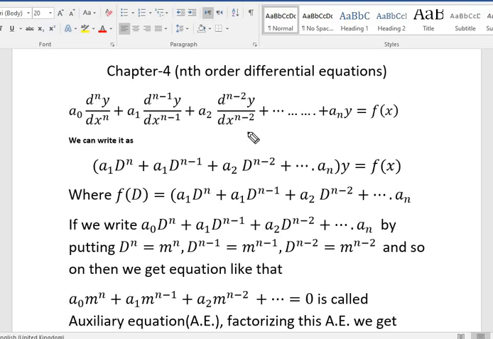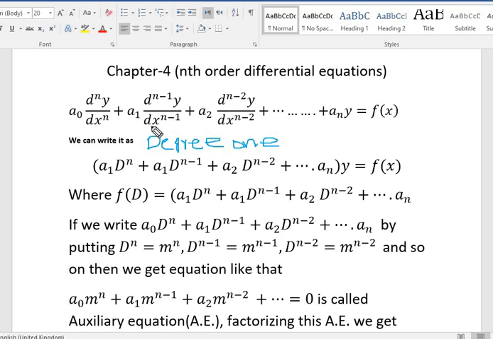This is the nth order linear differential equation of degree 1. Why do we say nth order? Because the maximum derivative is the nth derivative, so it is nth order, but the degree is 1 everywhere. That's why it is called an nth order linear differential equation of degree 1.